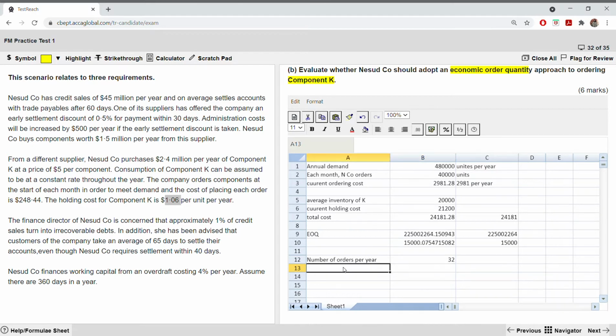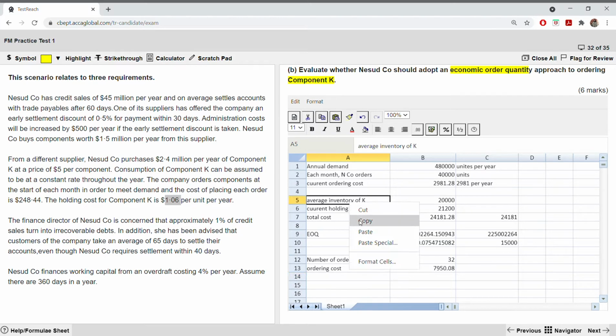Next, ordering cost. What will be the ordering cost? It is simply the number of orders per year multiplied by the cost. What was the ordering cost? 248.4. So 7950.08. You can round this to the whole number. It will be 7950.